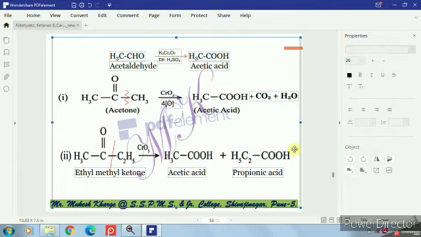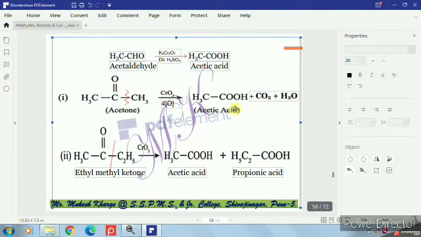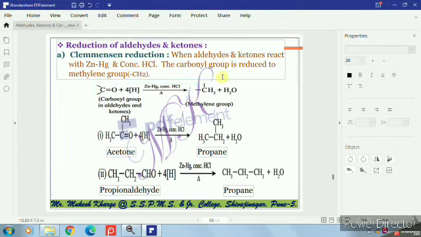Then the next reaction. The important thing is that in case of ketone, the acid is obtained having fewer carbon atoms. Then next is reduction of aldehyde and ketone. If we carry out the oxidation, then your aldehyde and ketone give acid. If it undergoes the opposite reaction, that is reduction, it gives alcohol.